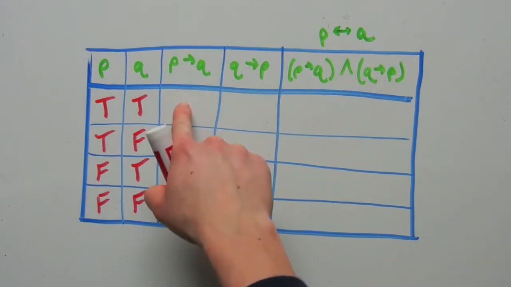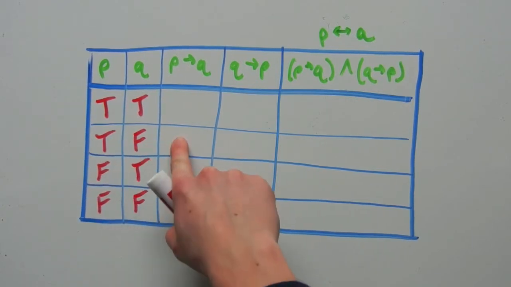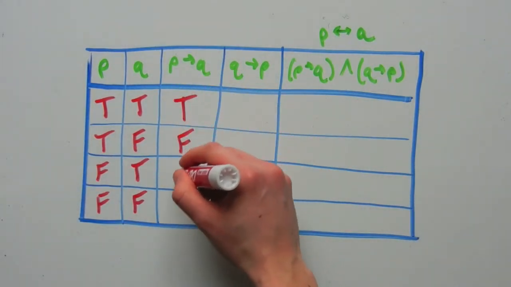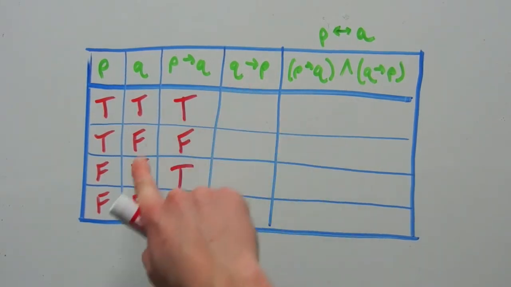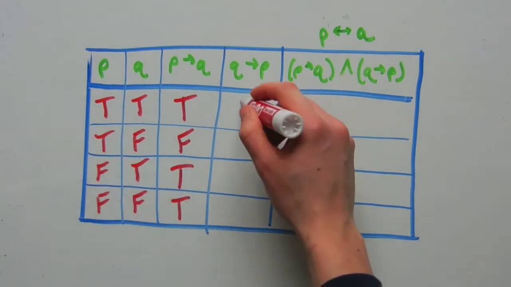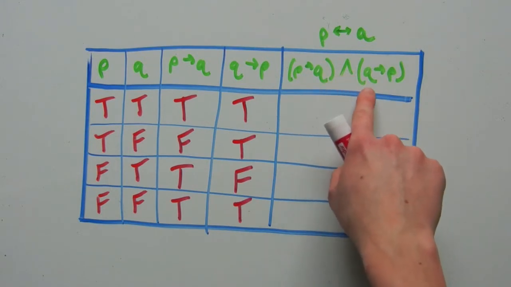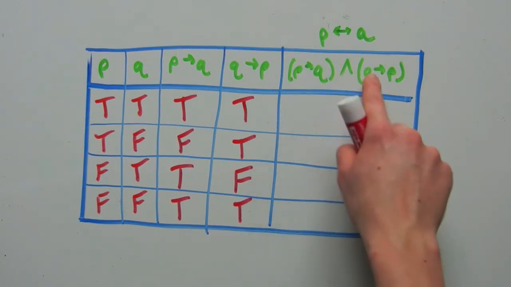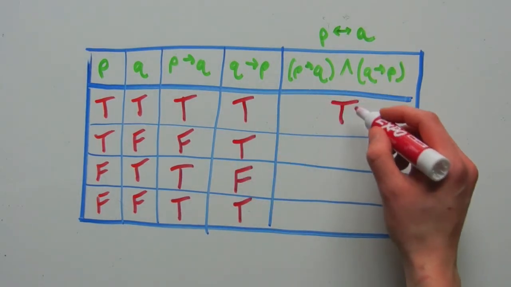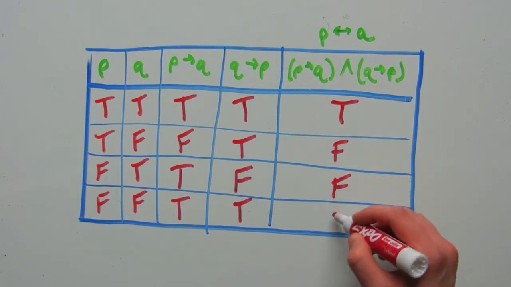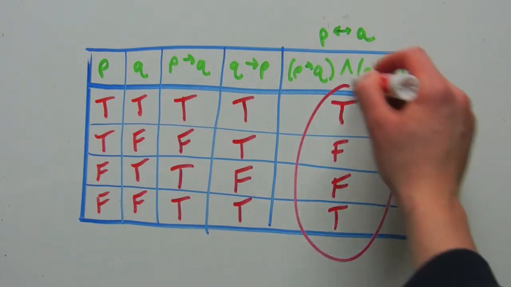P implies Q is true everywhere except when the true hypothesis implies a false conclusion. Q implies P is true everywhere except when a true hypothesis implies a false conclusion. And in order for the biconditional to be true, both the conditional and the converse must be true. So this is true, false, false, true. And these are the truth values for a biconditional statement.